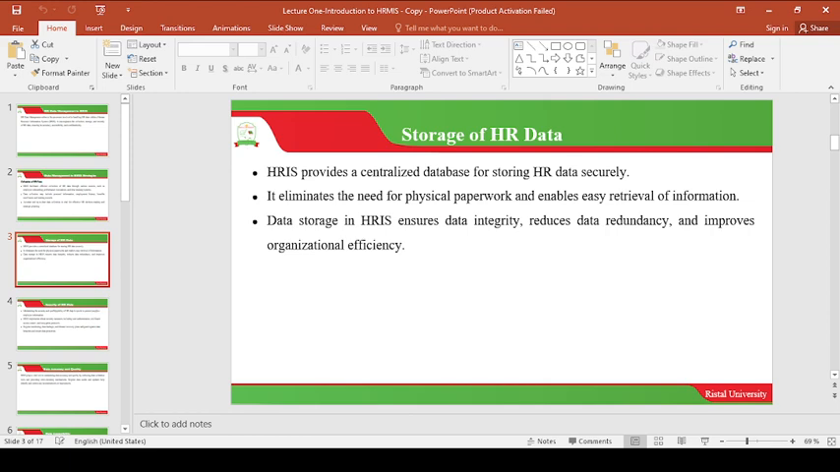Then data storage in HRIS ensures data integrity, reduces data redundancy, and improves organizational efficiency.